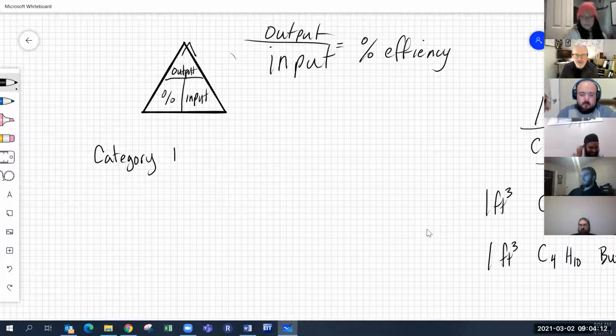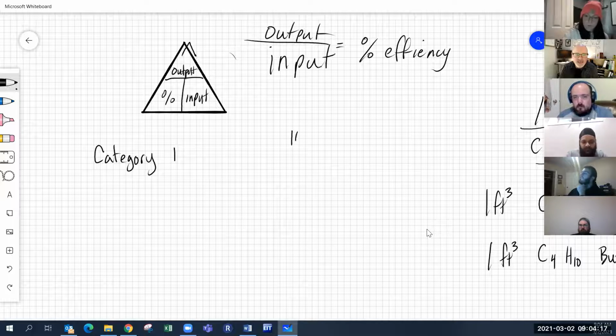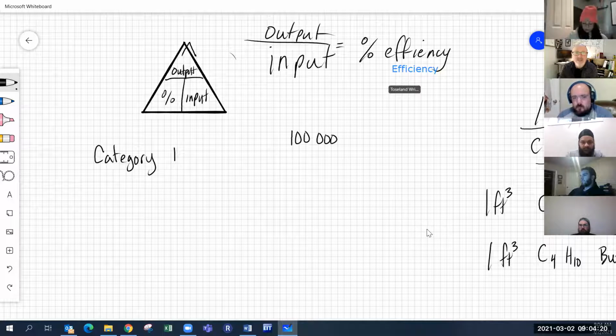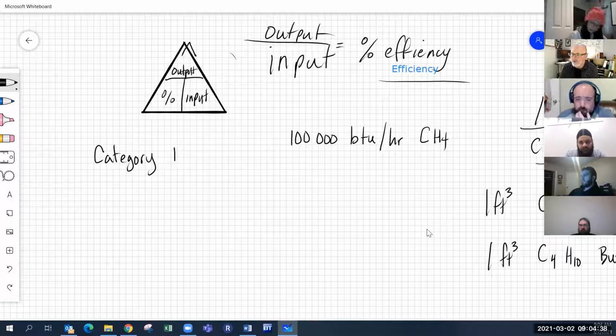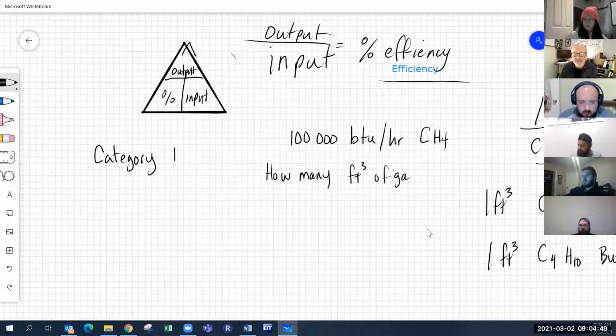So I want to ask you, since we know what heating value is, if I had an appliance that has 100,000 BTUs per hour and it was burning CH4, I am going to ask you a question. How many cubic feet of gas is this? That's 1,000 cubic feet. That's right.